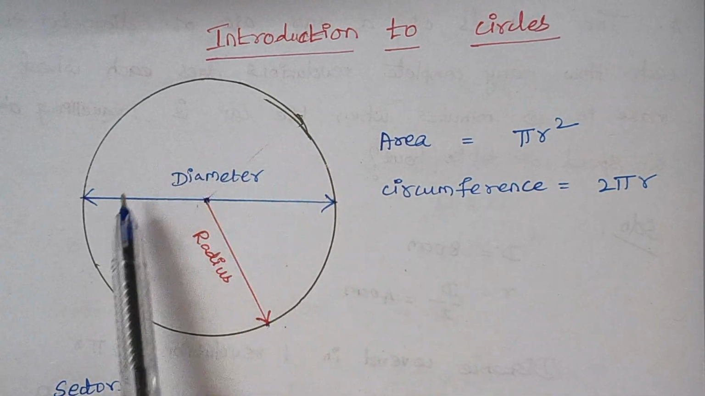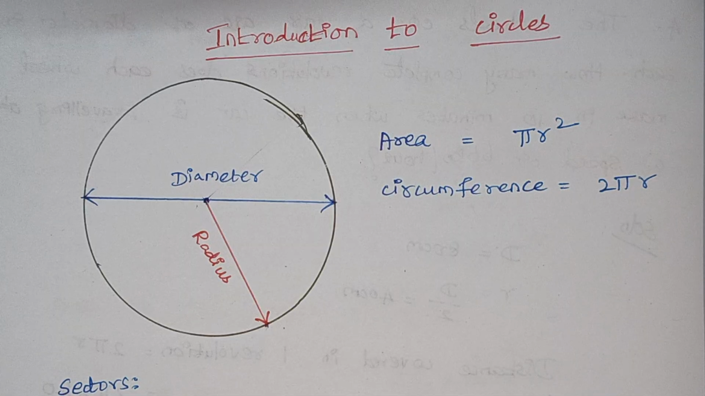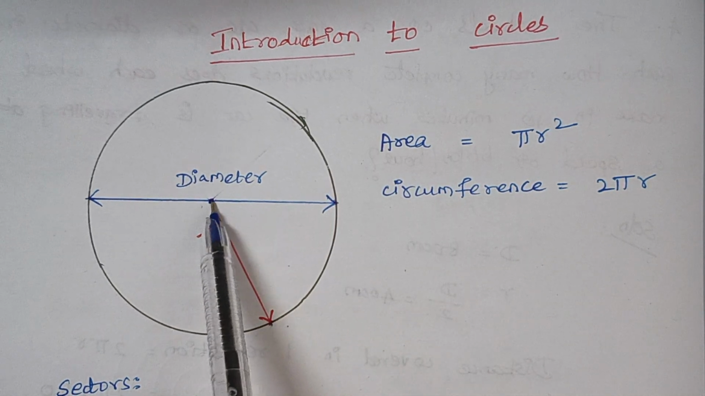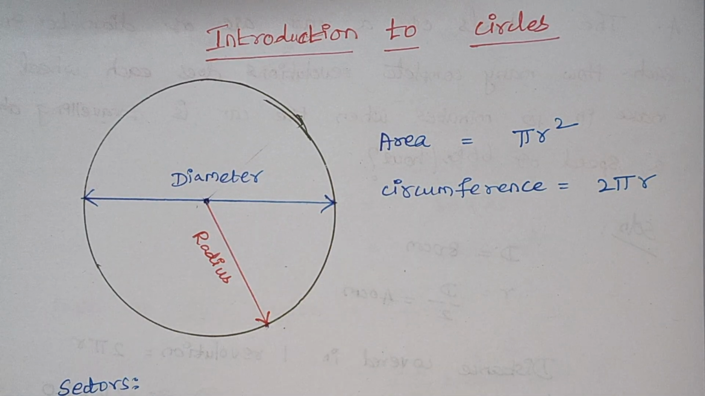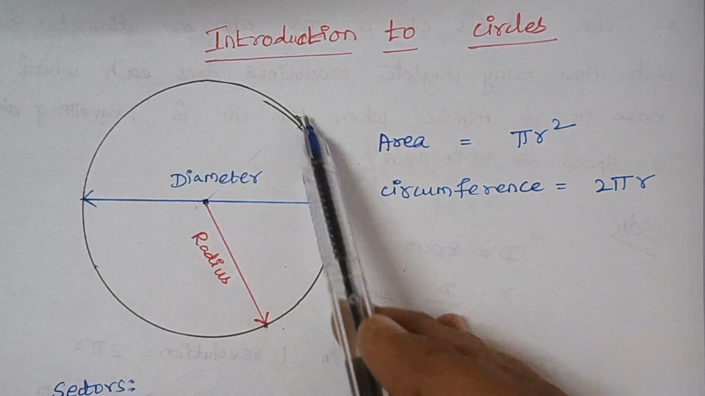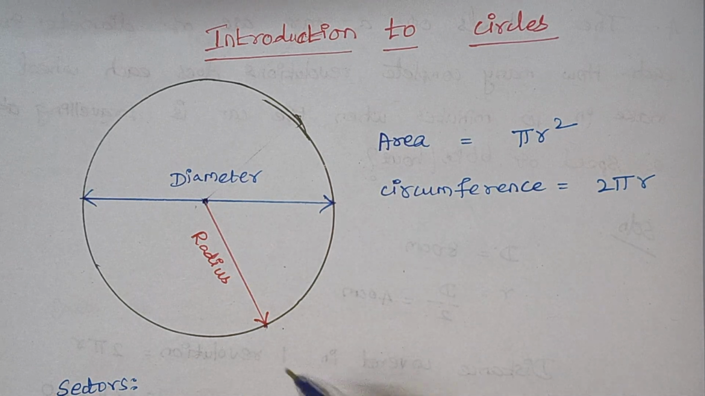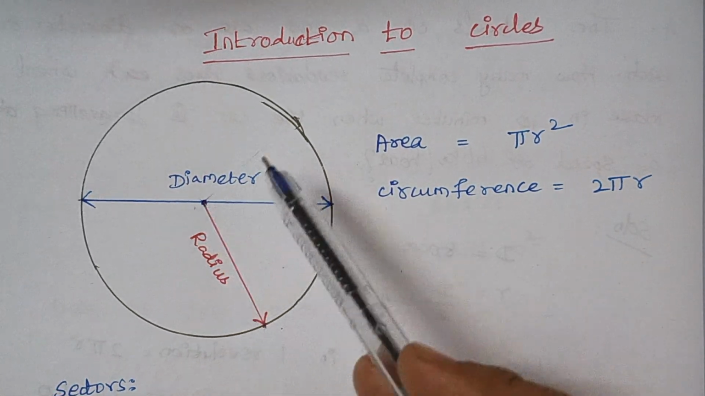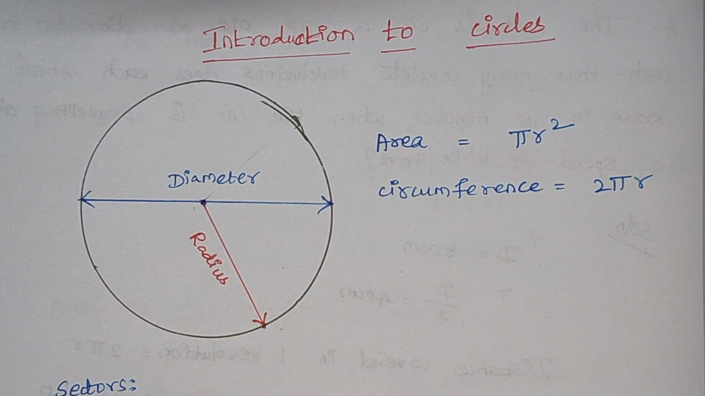So, this is a circle. As we all know, a circle has no sides, right? And what is meant by radius? A radius is a line which connects the center to any point that lies on the circumference of the circle. You see this is the center and this is your circumference, right? If you draw a line that connects your center point to a point on the circumference, then it is known as radius, right?